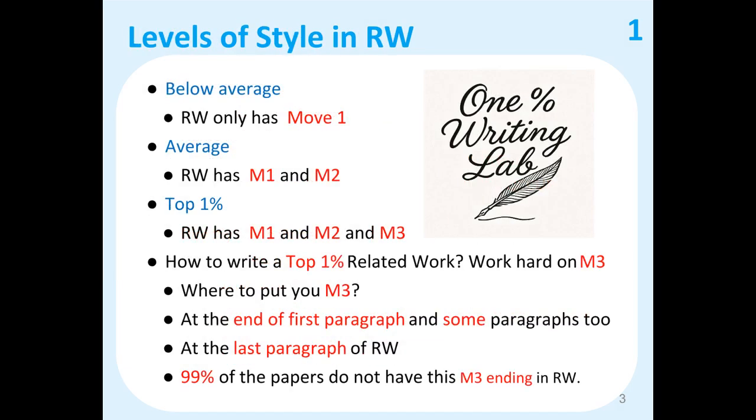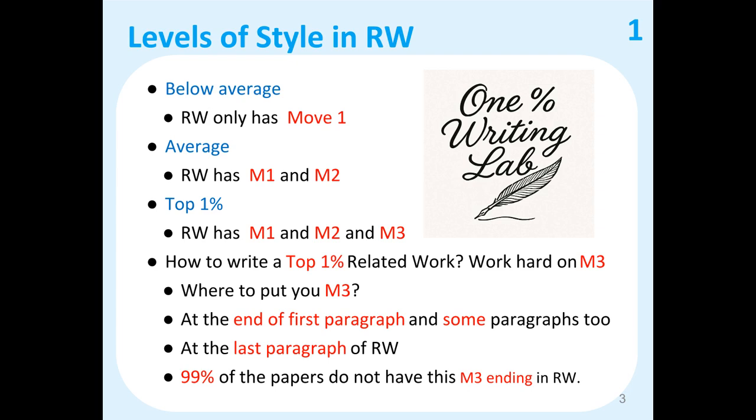Now that we know we're using the CARS model, let's talk about execution. Not all related work sections are created equal. A below-average one, frankly, is just a list. It only does move 1. It establishes the territory by summarizing what others have done. And that's it. It reads like a book report. An average paper does better. It includes move 1 and move 2. It summarizes the field and then points out a gap.